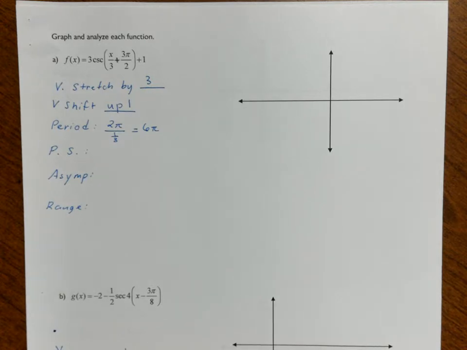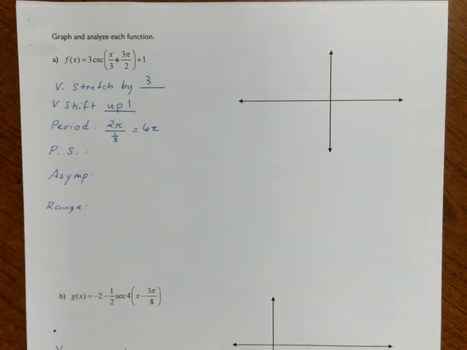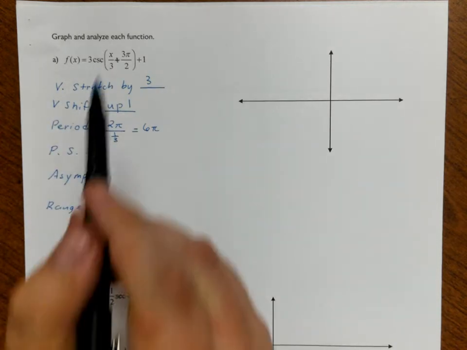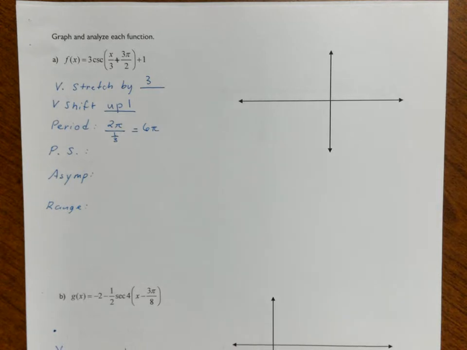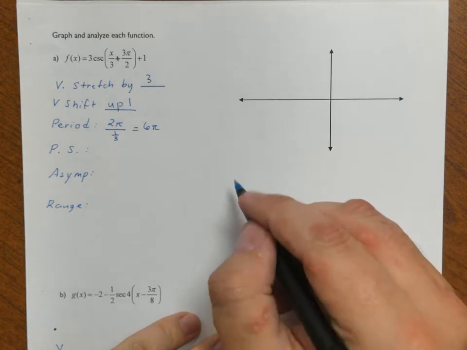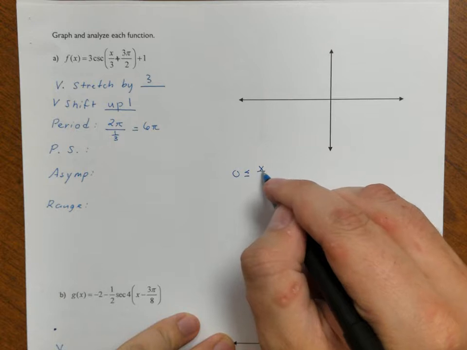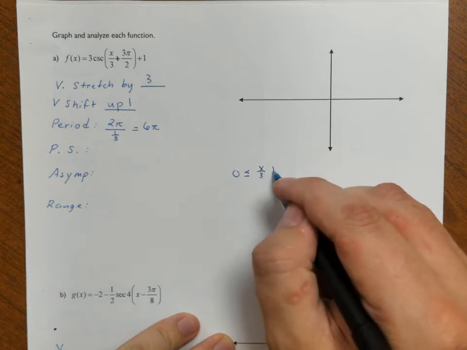Now if I want to find the phase shift, I can always find a phase shift by setting whatever is inside my trig function to 0. This will always work. If I set this equal to 0 and solve, I'll find the phase shift. A more useful method that we have been using is our bookend method. So for secant and cosecant, I will still use the bookends of 0 to 2 pi, just like I did for sine and cosine.